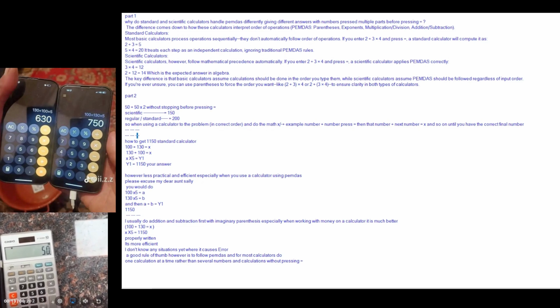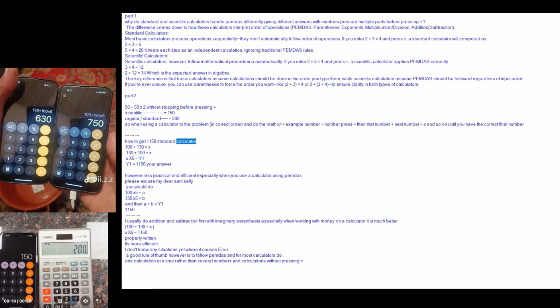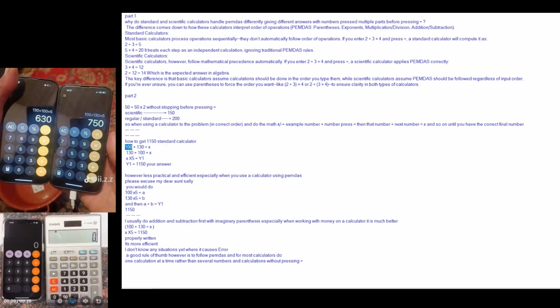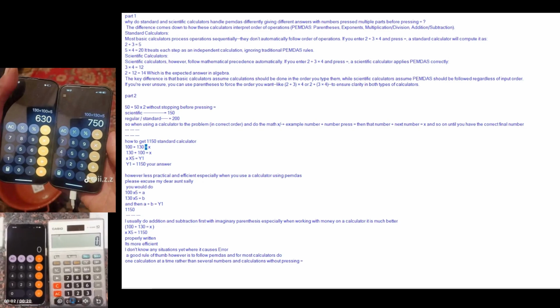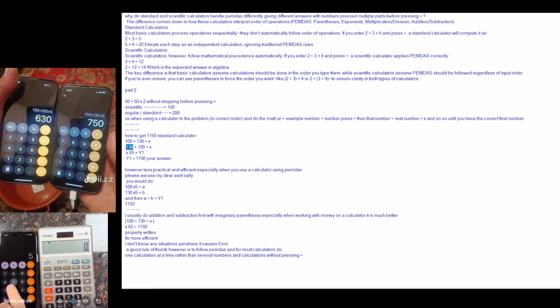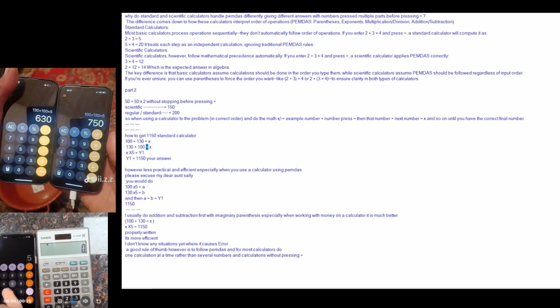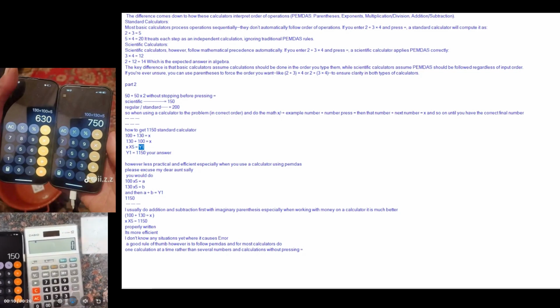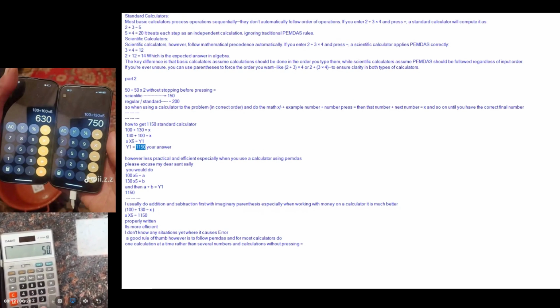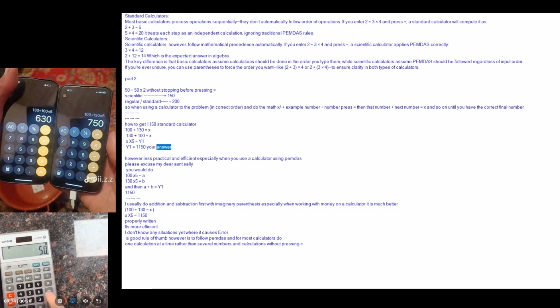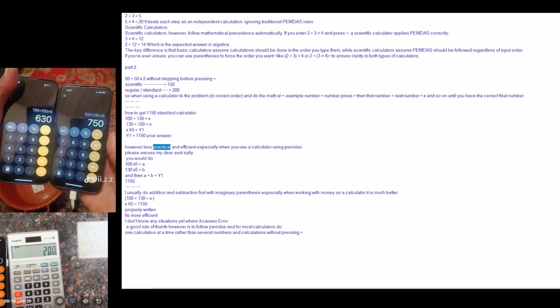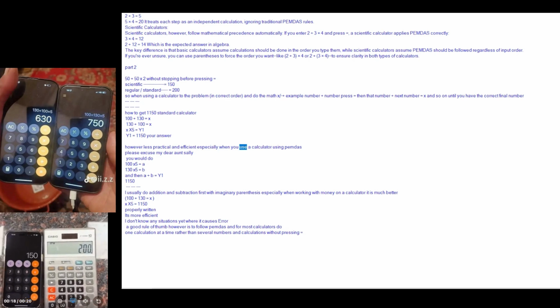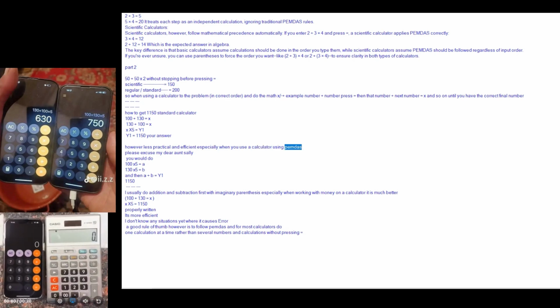How to get 1150 on a standard calculator. 100 plus 130 equals x. 130 plus 100 equals x. x times 5 equals y1. y1 equals 1150. Your answer. However, less practical and efficient, especially when you use a calculator using PEMDAS.